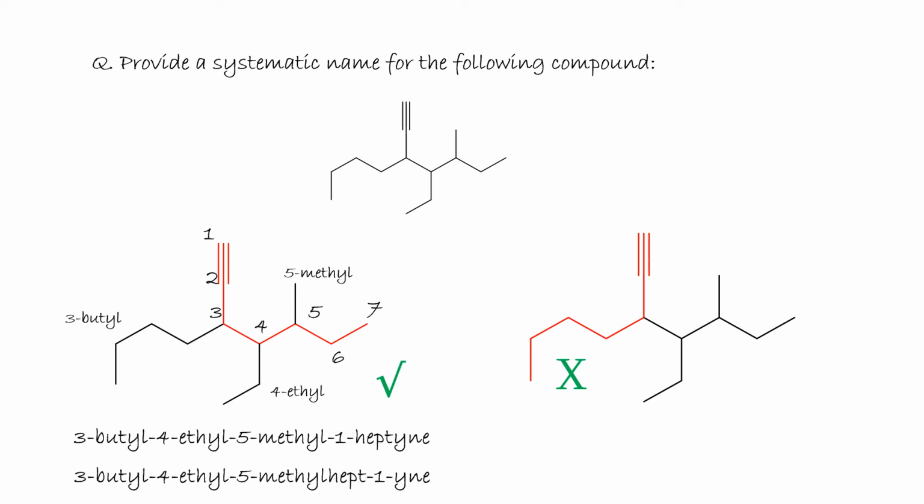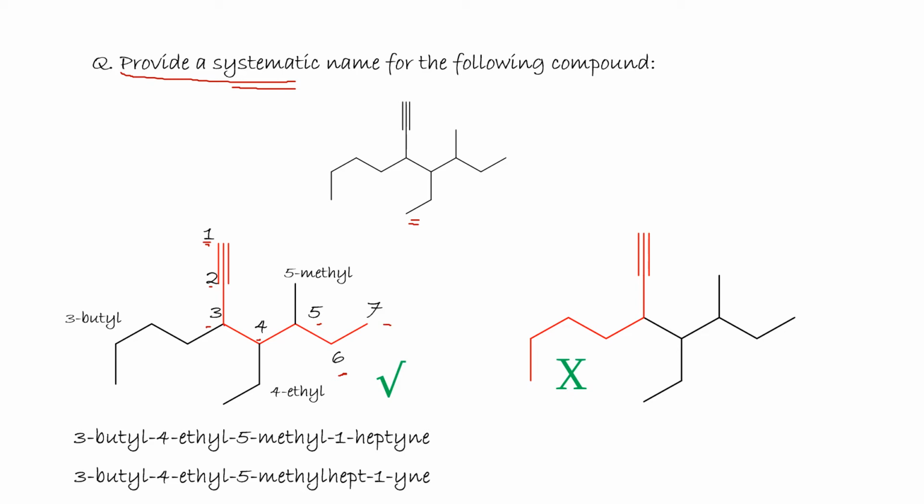Provide a systematic name for the following. When you read systematic name, it means an IUPAC name. Okay? So this is a compound. Select the longest chain containing the triple bond, and then number the shortest way to the triple bond. So this will be number 1, 2, 3, 4, 5, 6, 7.